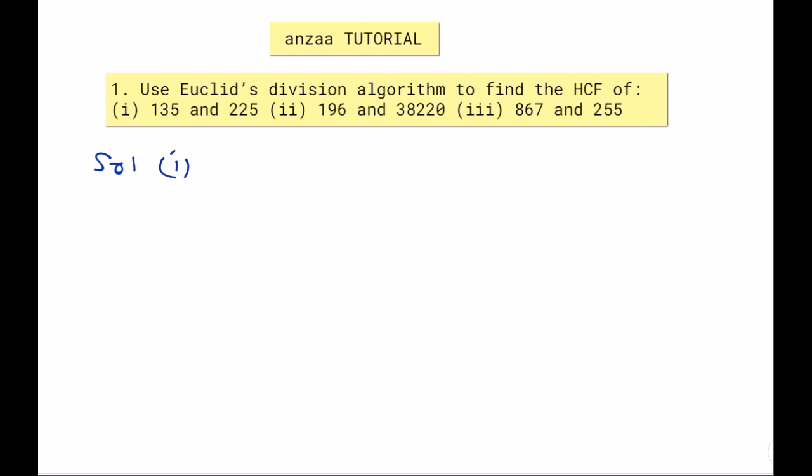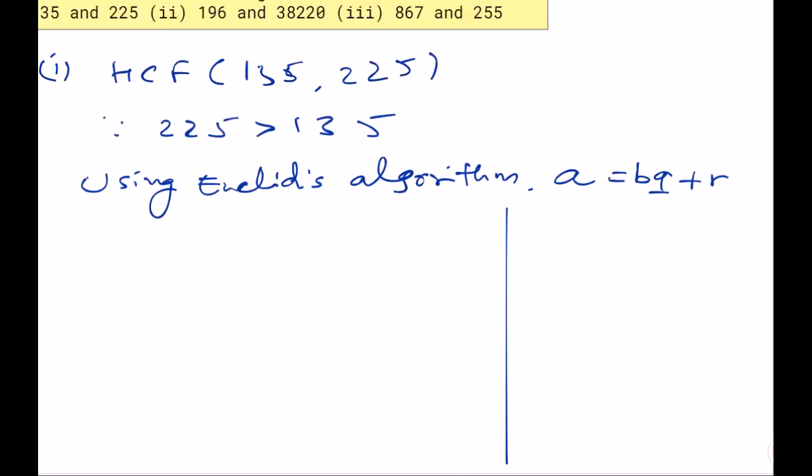Today we shall start exercise 1.1 of your mathematics textbook of NCERT. The first question here is find the HCF of 135 and 225. It is written like that. Guys, here since 225 is greater than 135, using Euclid's algorithm, that is A equals BQ plus R, here we have in place of A 225.